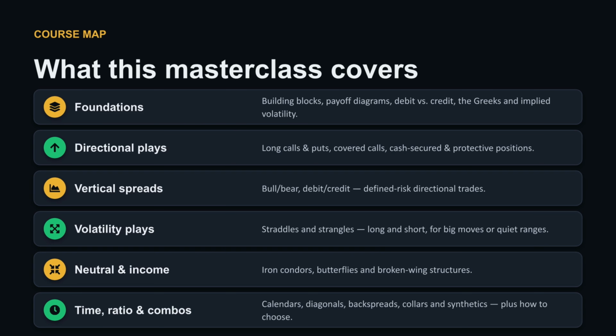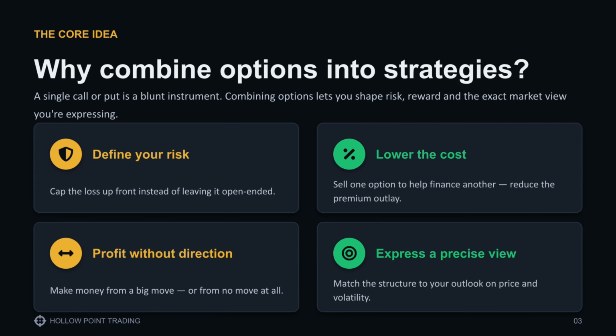We will begin with the essential foundations, move into directional plays, vertical spreads, and volatility strategies. We'll also cover neutral and income plays, and finally, time, ratio, and complex combinations to round out your trading arsenal. Why combine options into strategies? A single call or put is often a blunt instrument. By combining options, you can precisely shape your risk and reward profile, lower your overall cost, profit regardless of the market direction, or express a very specific market view.